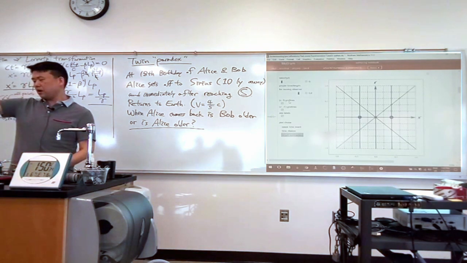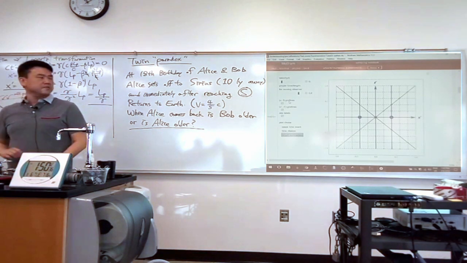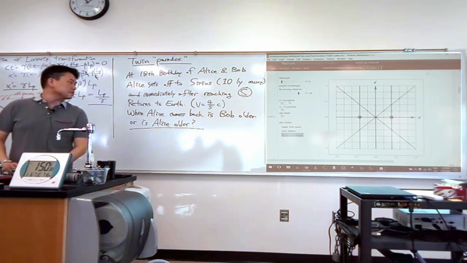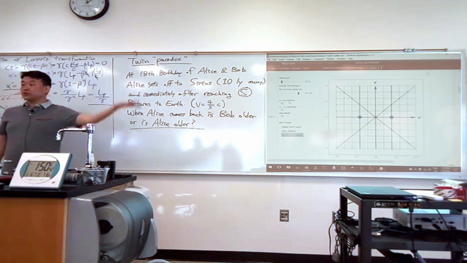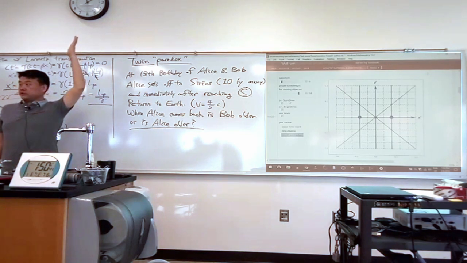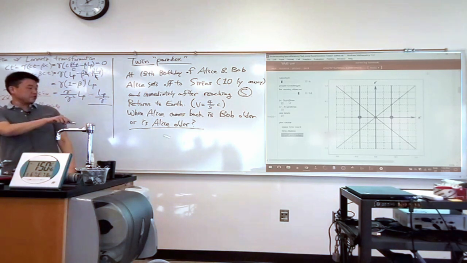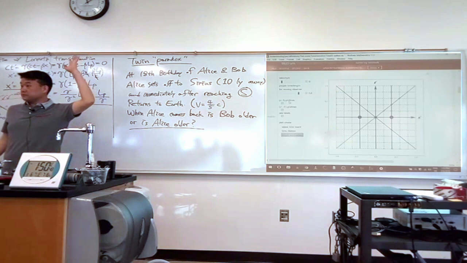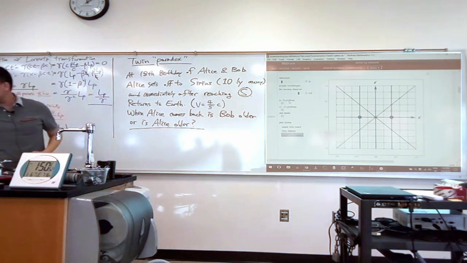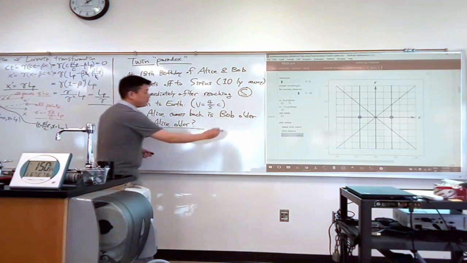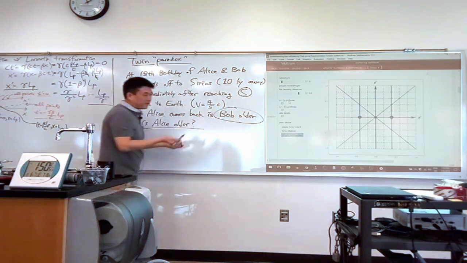So I find the majority of people get the answer intuitively correct. Let's see. How many people say Bob is the twin that's going to be older? Okay. How many think Alice should be the twin that's going to be older? Okay. So the correct answer is that Bob is actually older.